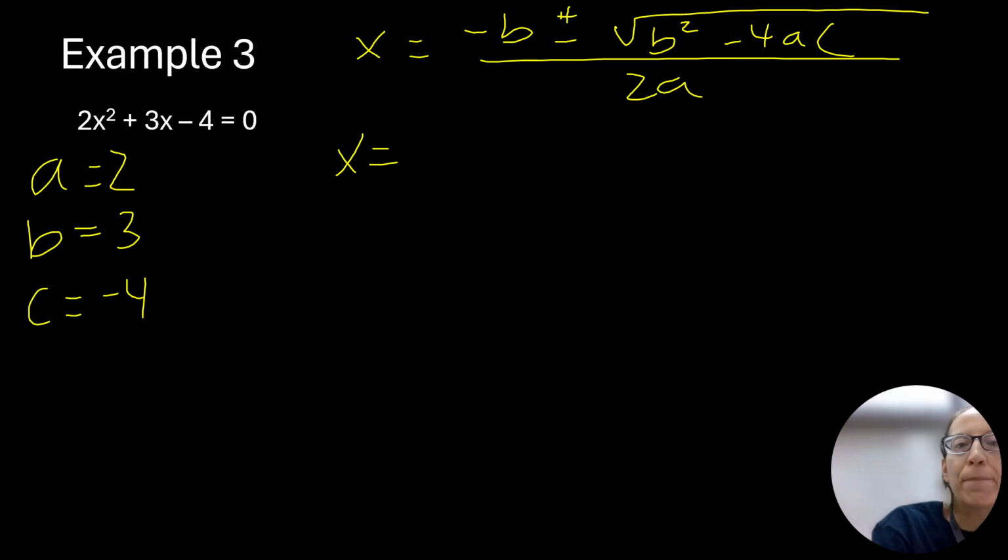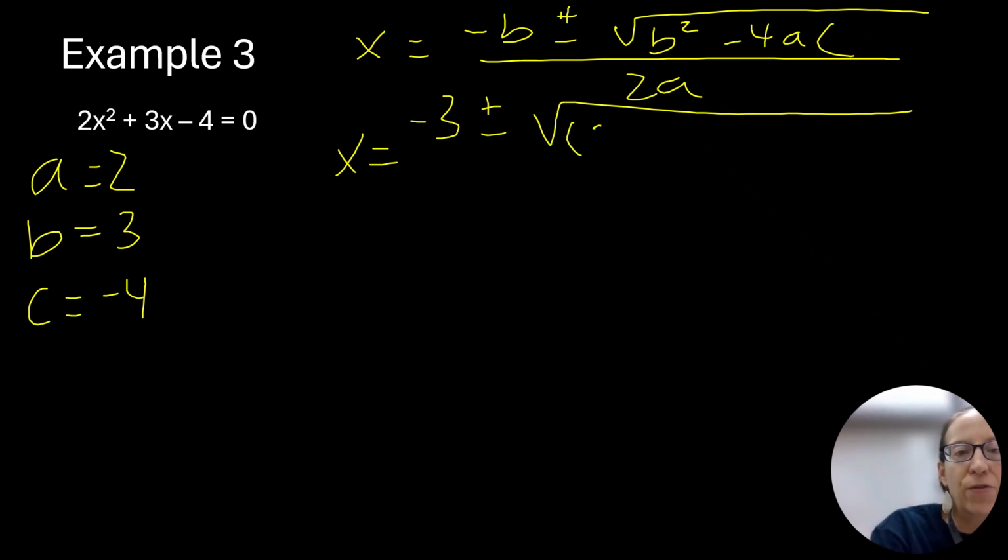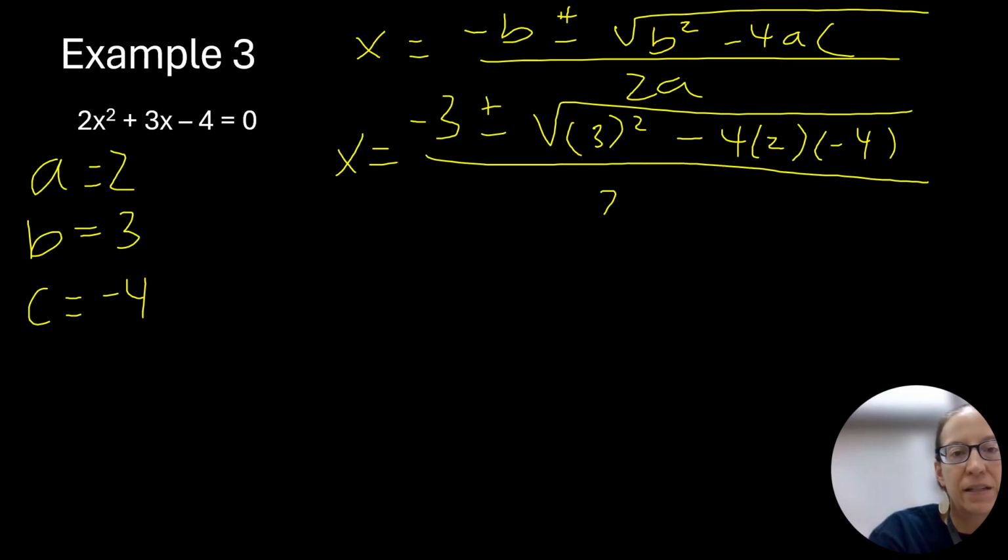All right, the opposite of b. So b is 3, so the opposite of 3 is negative 3. And then we're going to have 3 squared. Actually, for this one, well, no, we'll go ahead and do that. And then we'll have minus 4 times 2 times negative 4. So this is where we have a lot of sign stuff. And then we have 2 times 2. This is where we have so much fun with this. Okay, slowly and carefully evaluate it. So negative 3, there we go.